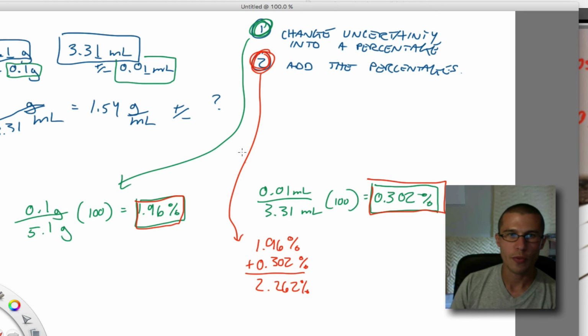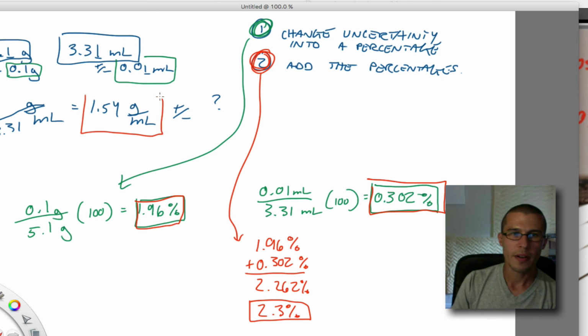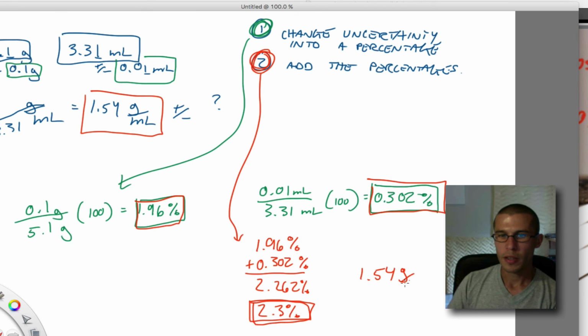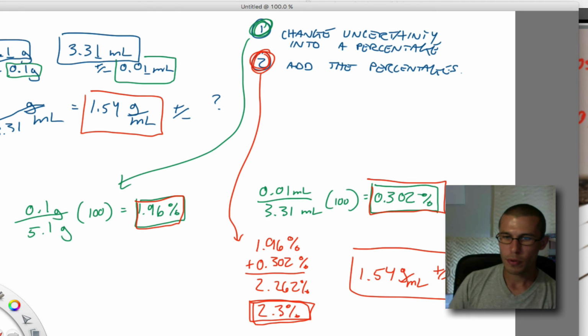Now, we haven't really covered rounding yet. So I'm just going to round this to two figures here. So I'm going to say it's 2.3%. Okay? So that's what I'm going to have as my uncertainty. So my very final answer, combining this number up here with this percentage uncertainty, is 1.54 grams per milliliter plus or minus 2.3%. Okay? Now, we could figure out what 2.3% is out of this much grams per milliliter, but we're not going to do that.